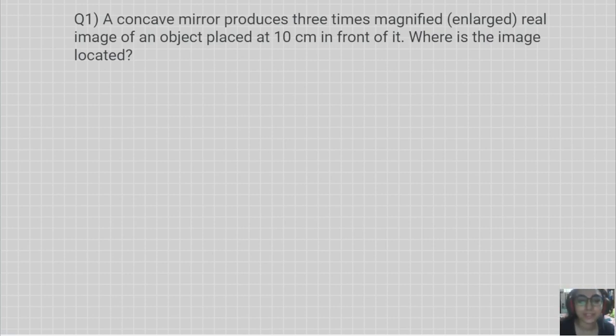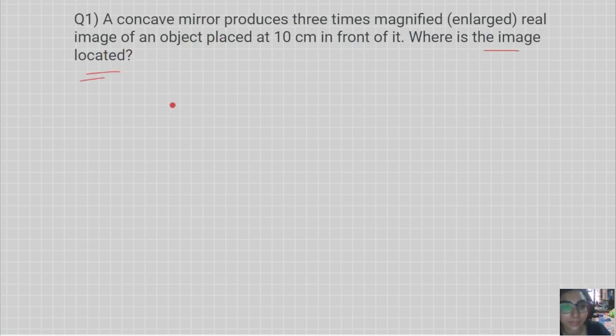So today we're going to be discussing some questions from the chapter Light. Okay, so our first question here is that a concave mirror produces 3 times magnified real image of an object placed at 10 centimeter in front of it. Where is the image located?